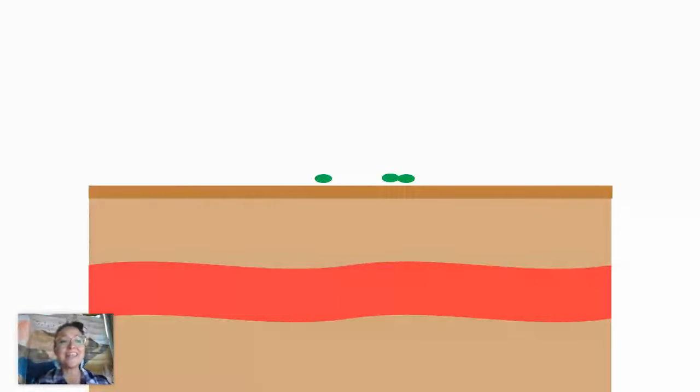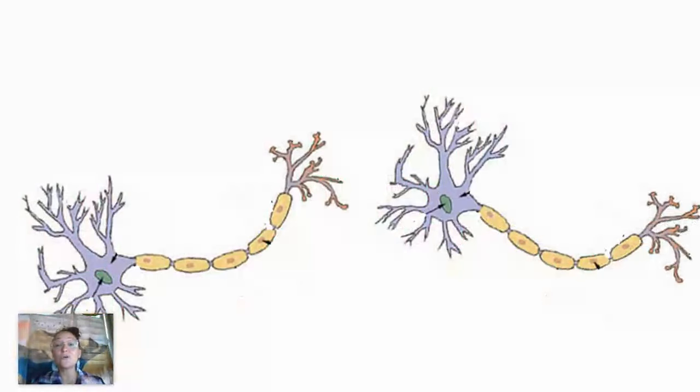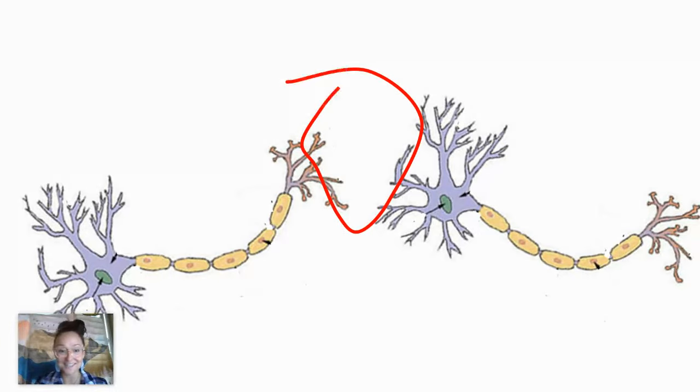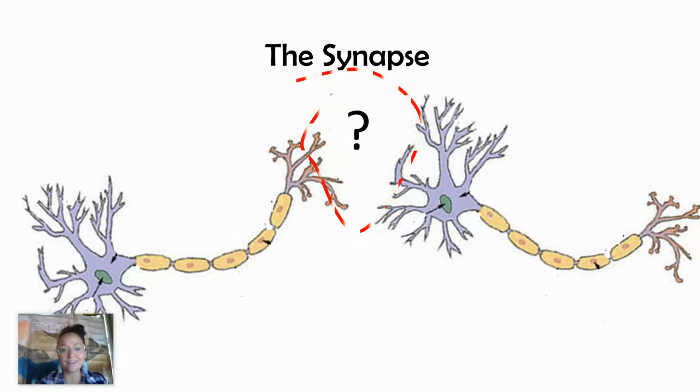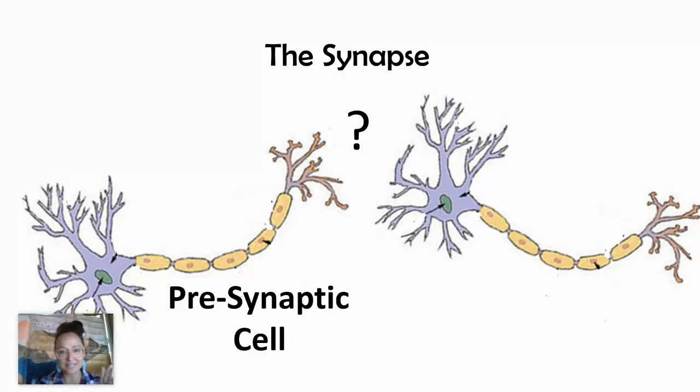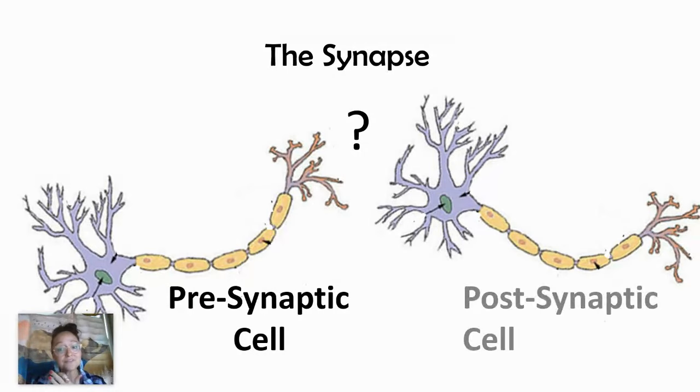Okay, so here is another example of local regulators. If you have two neurons, our nerve cells, and again, I have a whole video in more detail if you want to know how the nervous system actually works. But really, our question is, how do these two cells communicate? The gap or space between two neurons is called a synapse. The cell before the synapse is called the presynaptic cell, and the cell after the synapse is called the postsynaptic cell.